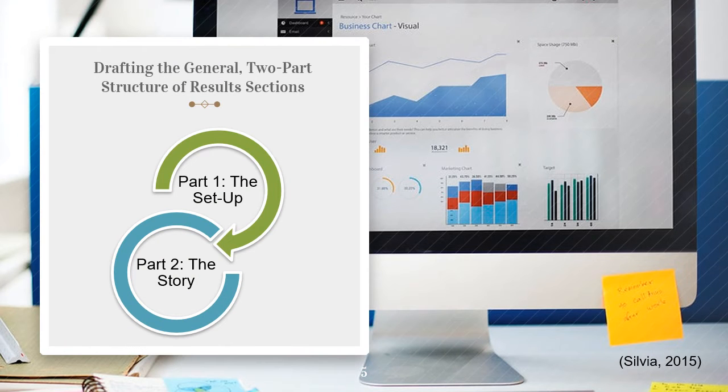Terrific, you've figured out the story you want to tell, you've got your figures and tables done. Now you're ready to start drafting your results section. I would recommend using a two-part structure for the results section. The first part sets up the reader to prepare them for your results, and the second part is the story you're telling with your data.